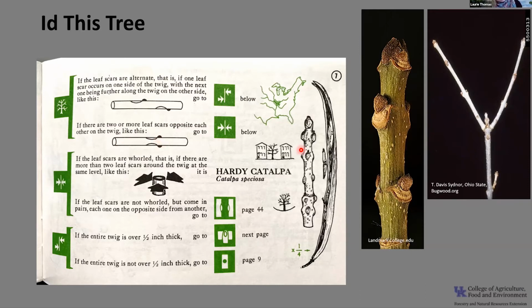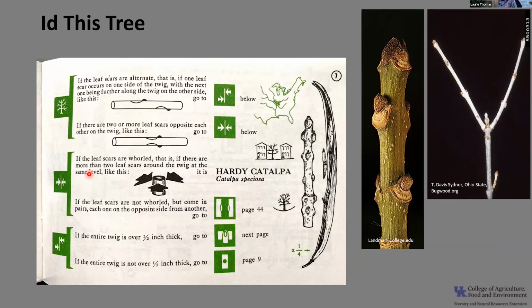So let's look at our example here. We can't see the scars on this one, but those buds clearly look opposite. And we can see over here, these look opposite. And then we come to our close-up, we can see these buds are opposite each other, as are the leaf scars on that twig. So we feel that our leaf scars are opposite. So we're going to go to this bracket down below, just the next one down, and look, two more questions.